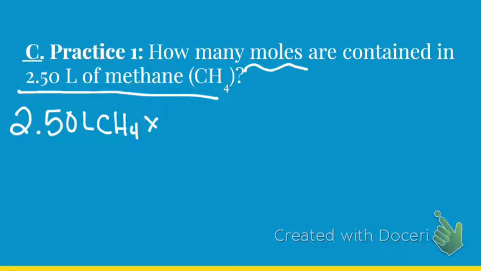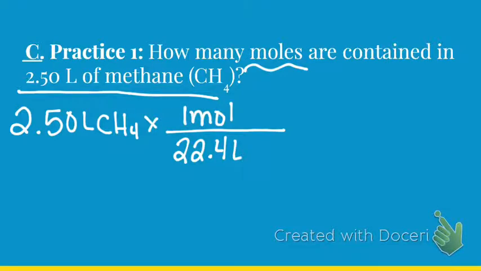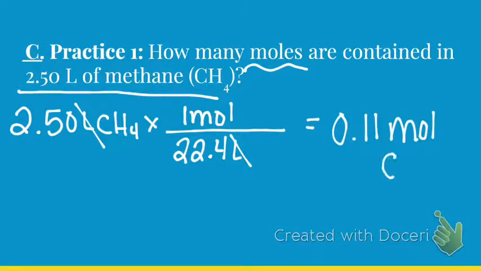If you follow your roadmap, this is a one-step problem. We have a direct conversion to take us from liters to moles. Based on the setup, you should have put 22.4 liters in the numerator, 1 mole in the denominator. Oh, I got that flipped around. 22.4 liters in the denominator, 1 mole in the numerator. So you should have divided to solve. When you divided that out, you should have got approximately 0.11 moles of methane CH4.